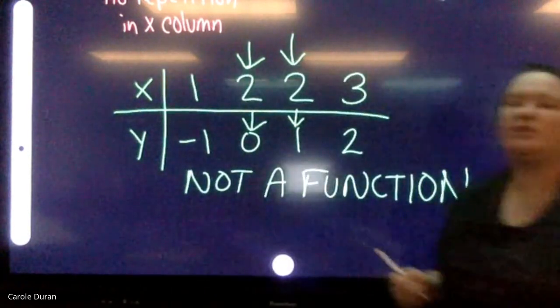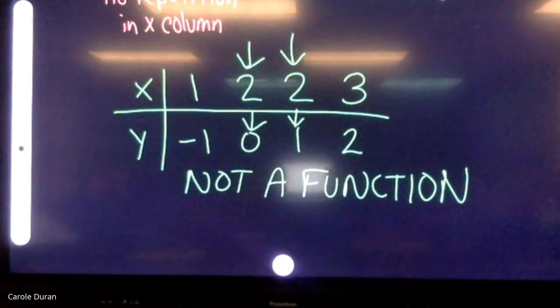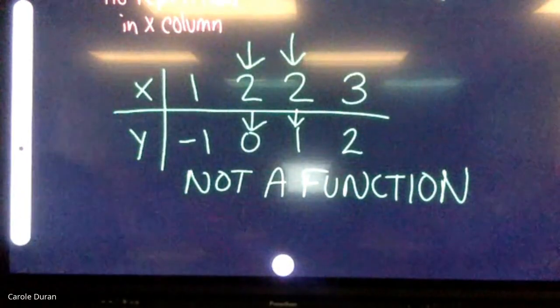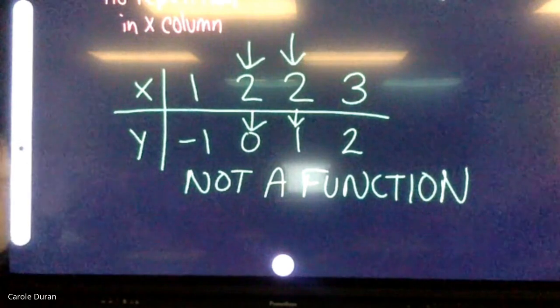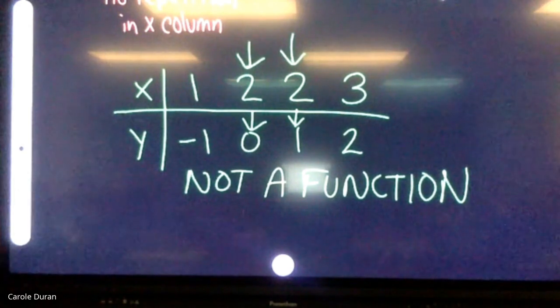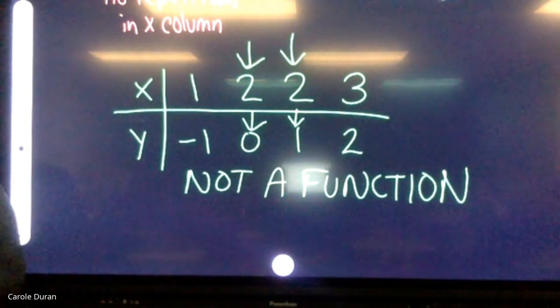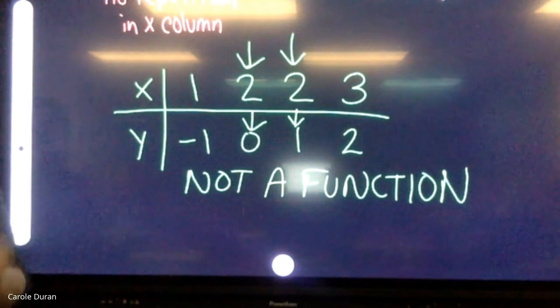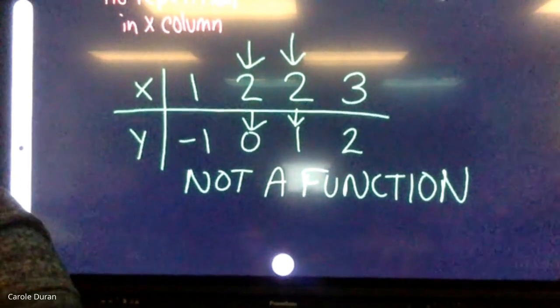Questions, concerns, or issues with identifying whether a table is a function or not? Yes. What if it's the 2 in x and they equal to y? So if both my x's go to the same y, technically that is still a function because they map to the same thing. But you should never have a repeating point in there. The y is okay. Yes, we can map to the same y as long as one x only goes to one y.